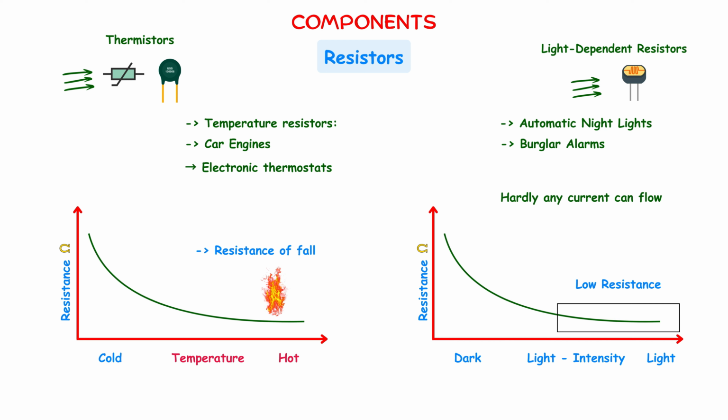Meanwhile, the resistance of thermistors is dependent on the temperature, with higher temperatures causing the resistance to fall and lower temperatures increasing the resistance. This makes them useful temperature receptors in things like car engines and electronic thermostats.